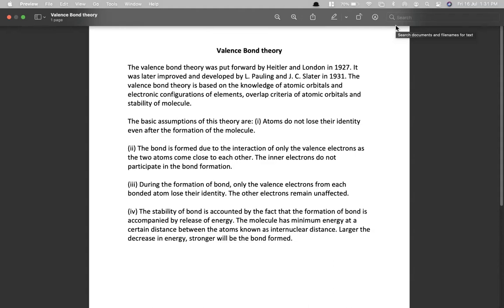So these are the main postulates of valence bond theory. Now we will learn, with the help of valence bond theory, how the H2 molecule will form.